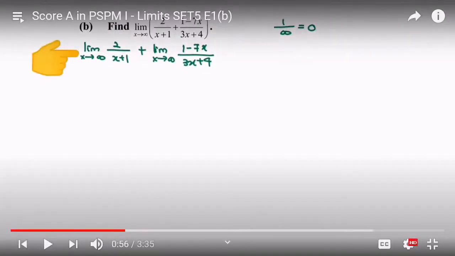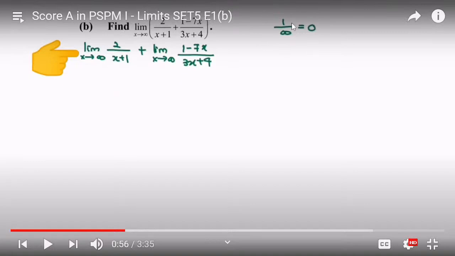So, apa yang saya buat sekarang? Cuba perhatikan. Apa yang saya buat? Saya guna properties of limit. Saya split dia. Okay? Saya split dia. So macam tak pernah jumpa kan? Set 1, set 2 kan? Set 3 baru ada kan? Tak apa. So belajar. Oh, ada properties yang kita boleh split dia. So bila you split, you akan substitute. Am I right? Bila you split, you akan substitute.